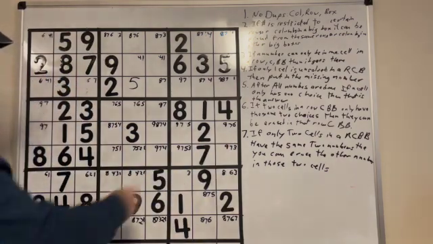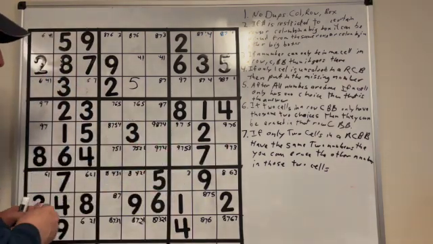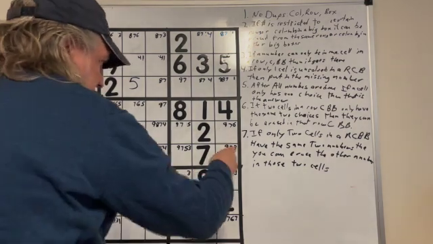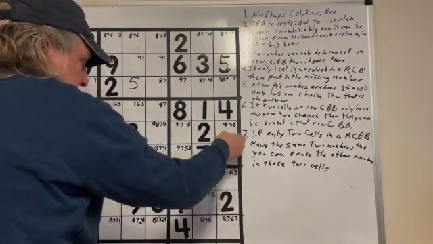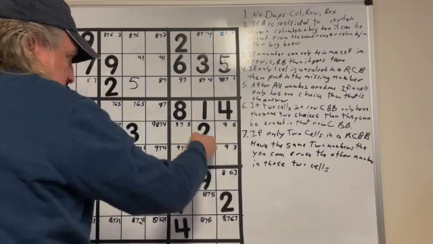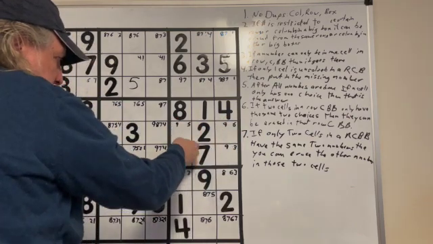Good. Now I can erase the 7s in the big box all the way around. Let's get rid of those. Here's a 7. There's a 7. There's a 7. There's a 7.